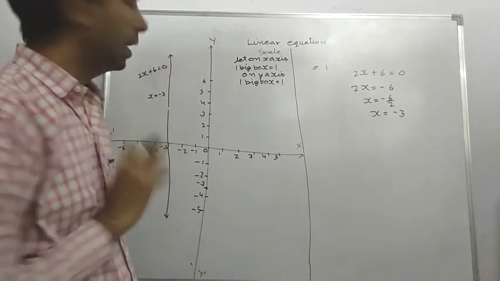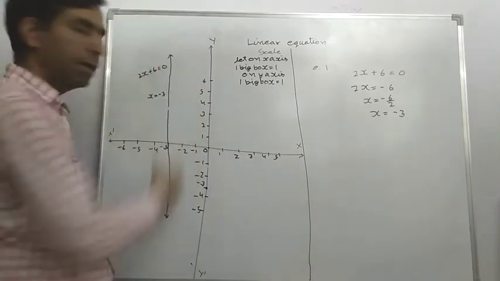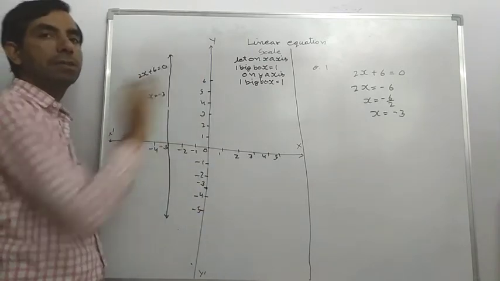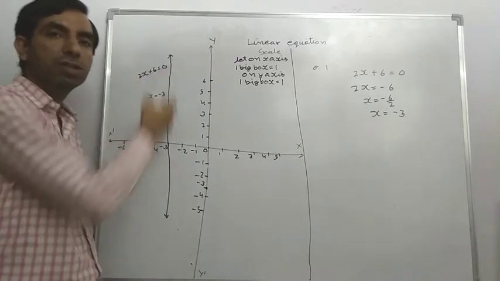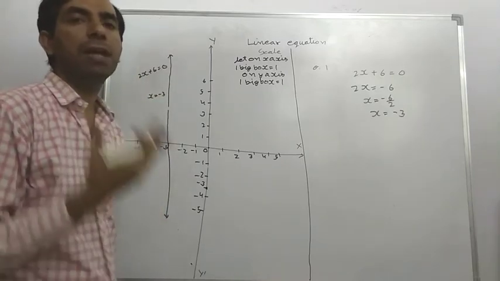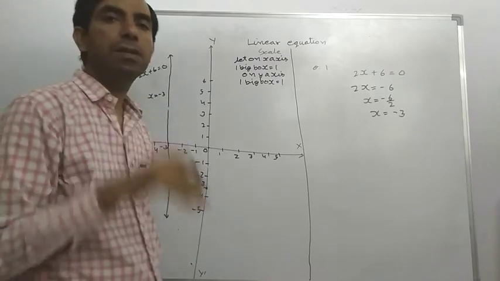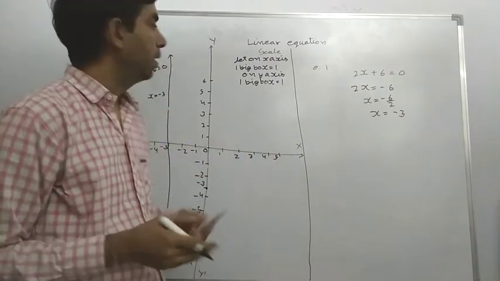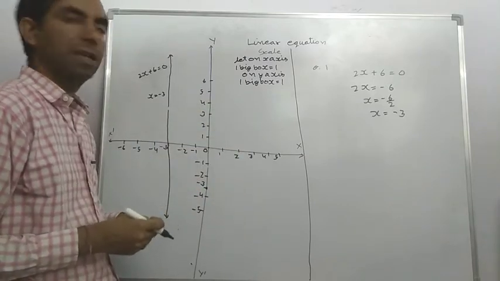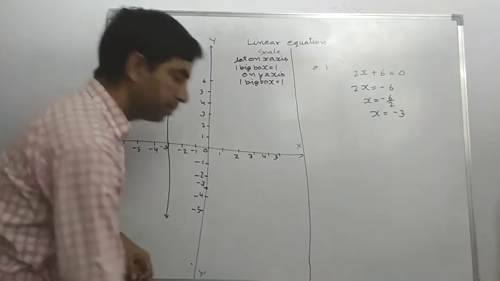Here we have a straight line parallel to the y-axis, and the value is x equal to minus 3. Means the x value does not change in this line, and the y value does not affect this linear equation. We represent it by this method. So let's start the second question.